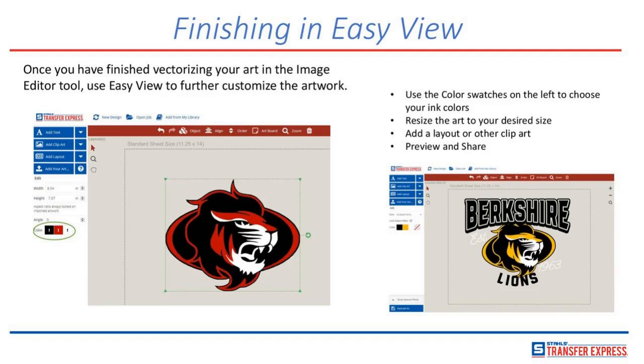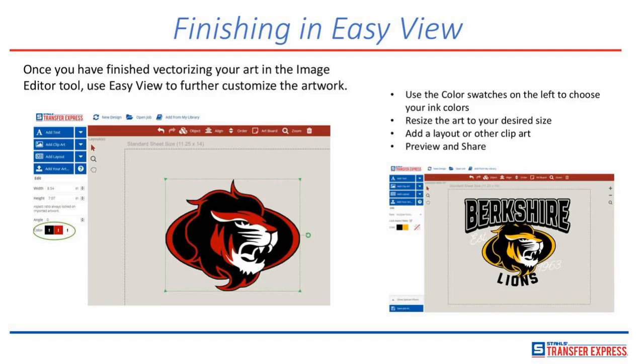Now, I do want to draw your attention to something. After my lion has been vectorized, you'll notice on my color section over here, I told it 3 colors, and it's detected the 3 colors, just like we said. It's black, red, and white. But you'll notice there's these little exclamation points. When you upload artwork and you vectorize it, these exclamation points, this is EZView's way of telling you, hey, I found these colors in your artwork. You got to tell me what Transfer Express colors you want me to use.